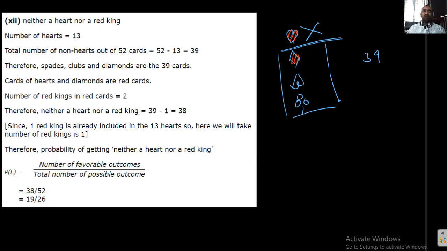So which king should be removed? The red king, that too. The red king will be from diamonds only. That king should be removed. So what happened? Remaining are 38. 38 are favorable cards. Total 52. So our required probability is 38 by 52, that is 19 by 26.